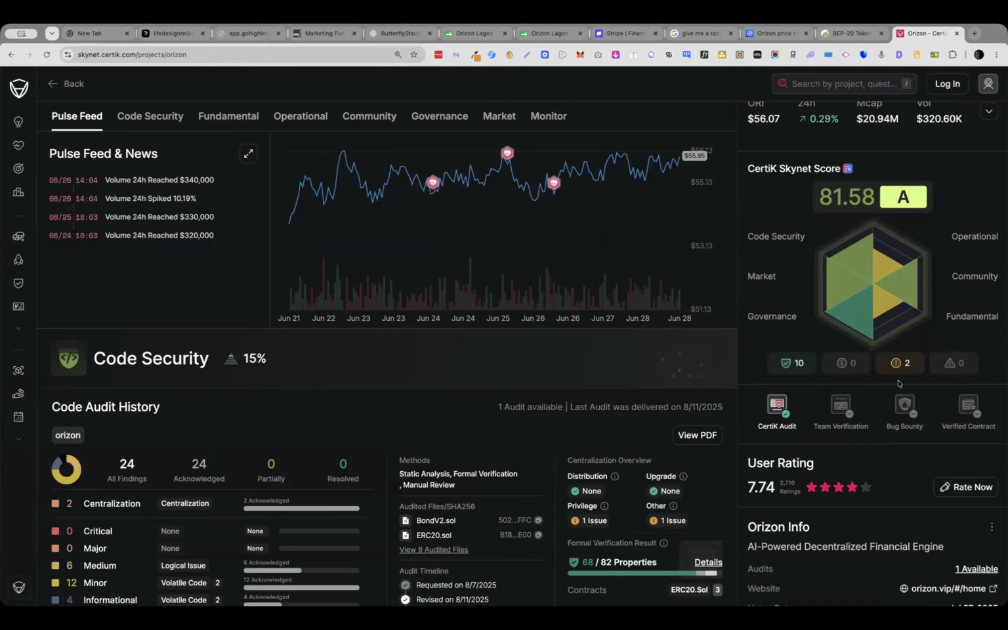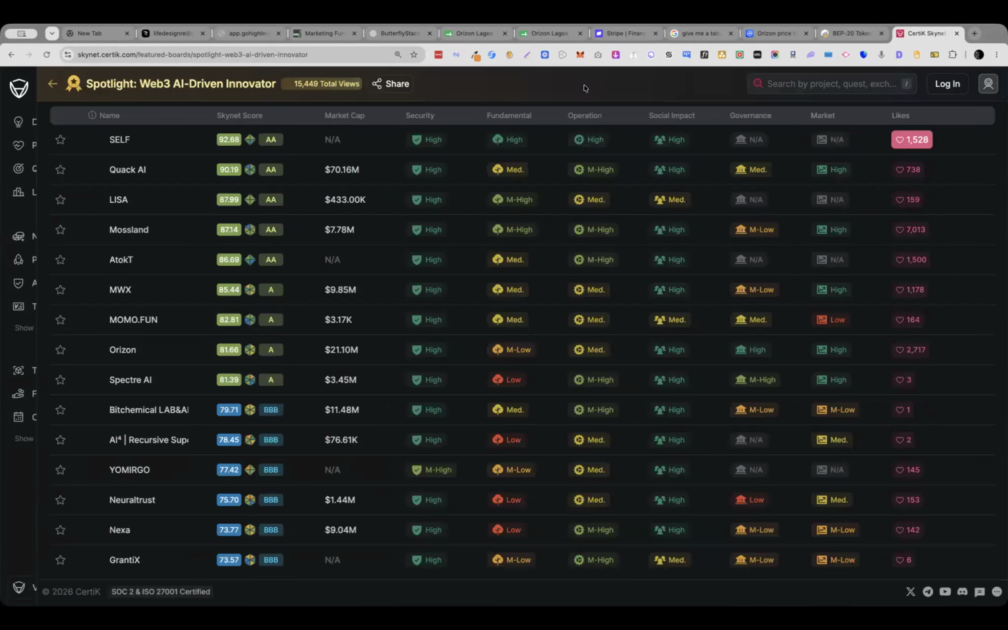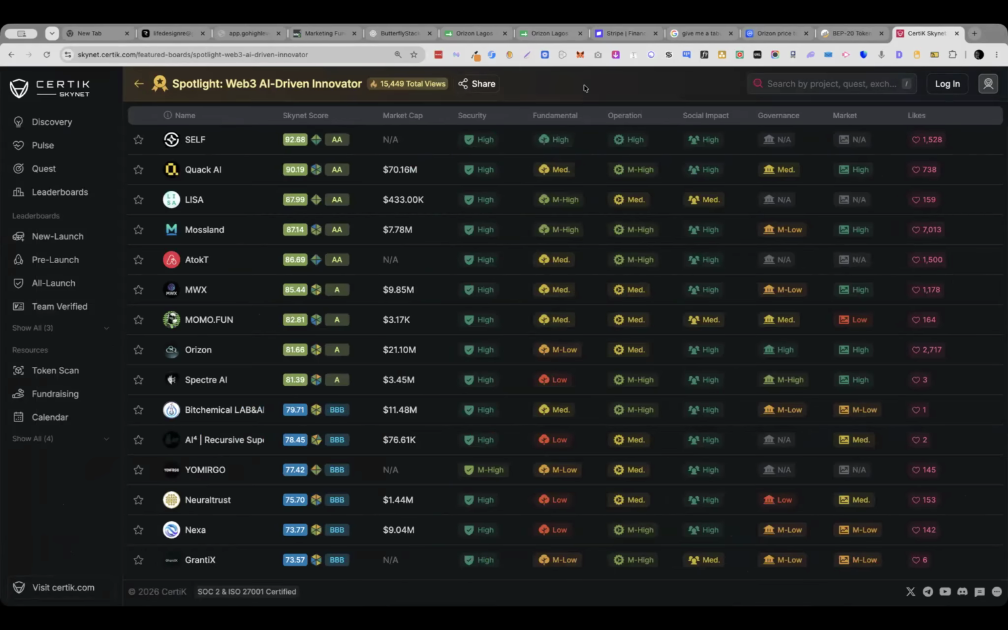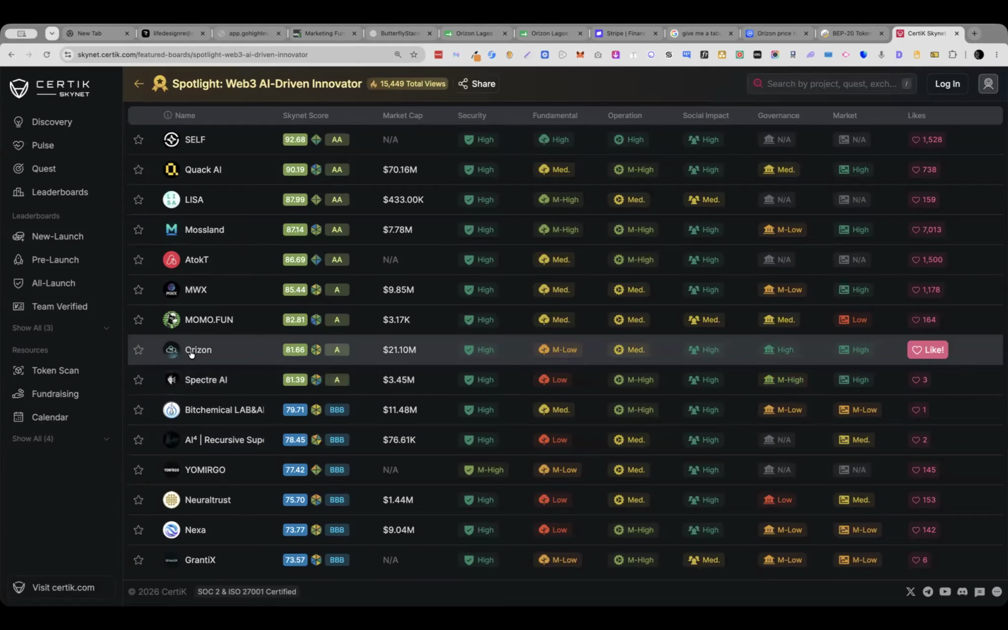You come here, as you can see, you see external core risks and main function. If you come up here, you see Spotlight Web3 AI Innovator. If you click on that, it will show you that there are only 15 projects on the entire blockchain right now. Let me not say only these 15 projects are AI driven, but the ones that came to CETIC, which is the largest blockchain auditor, to audit them, out of all the projects CETIC is auditing, only these 15 projects qualified as AI-driven innovator.